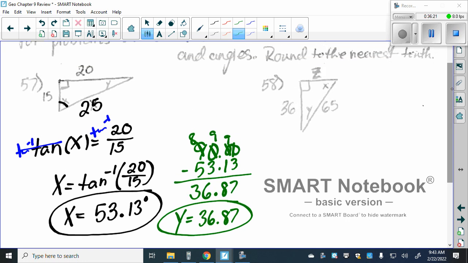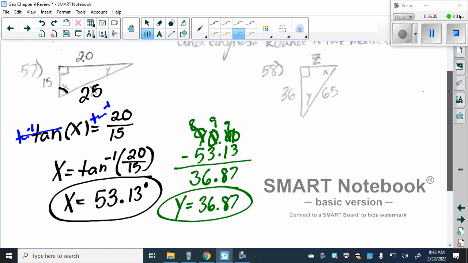So really on these here, we're really just using Pythagorean theorem to find the missing side length, using the inverse functions to find one angle, and we can subtract it from 90 to find the other. Any other questions on this here? Let's do one last one. Let's do 58.